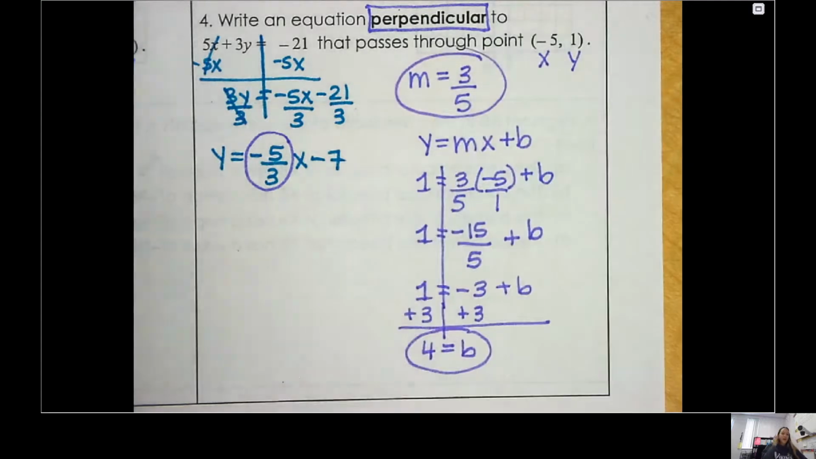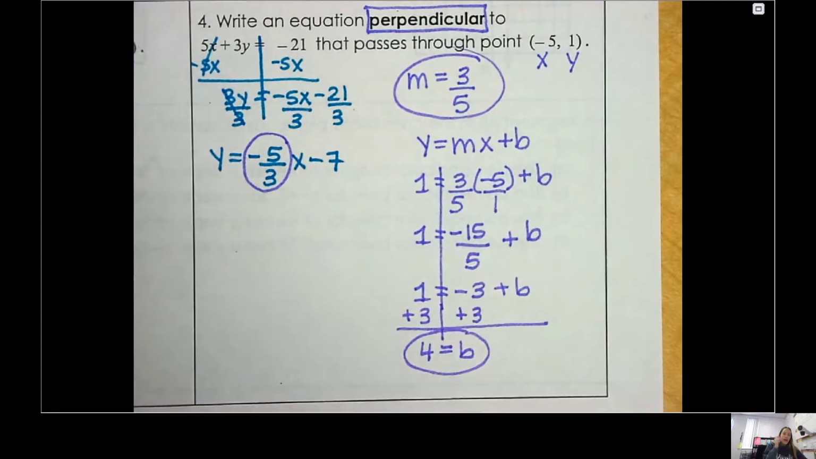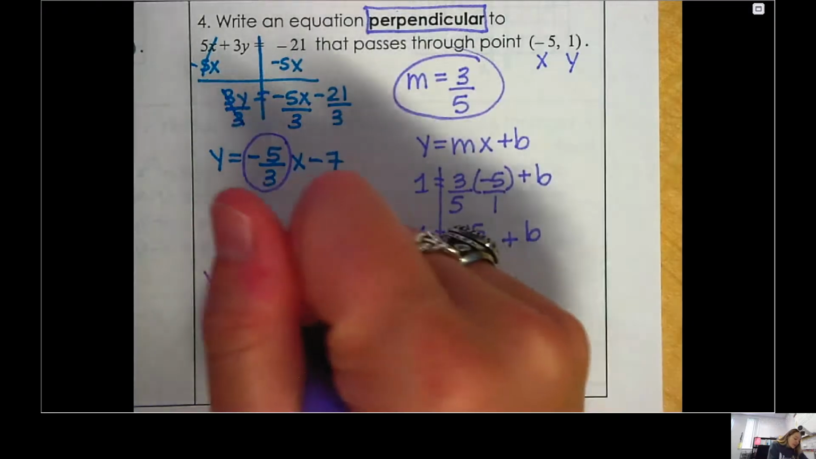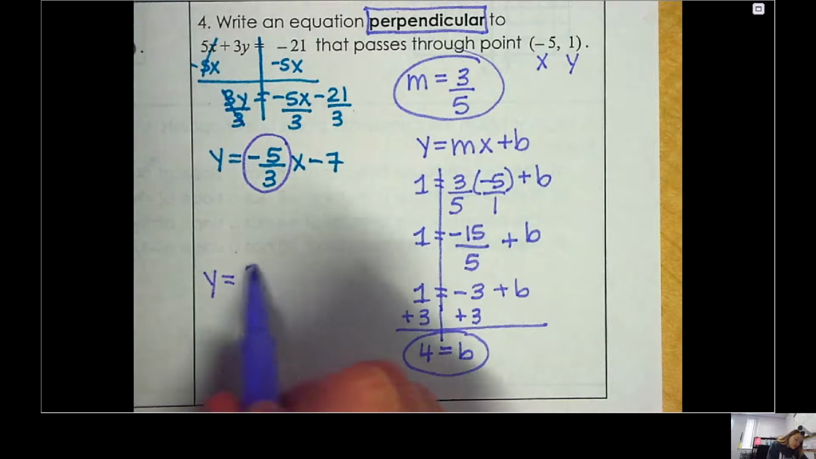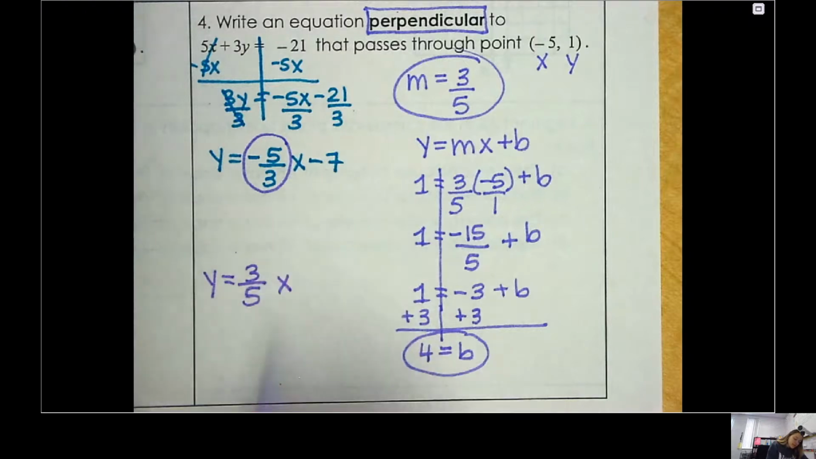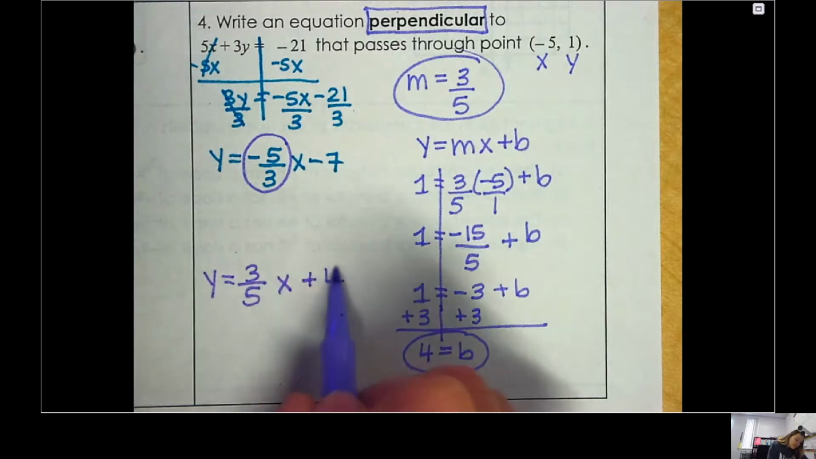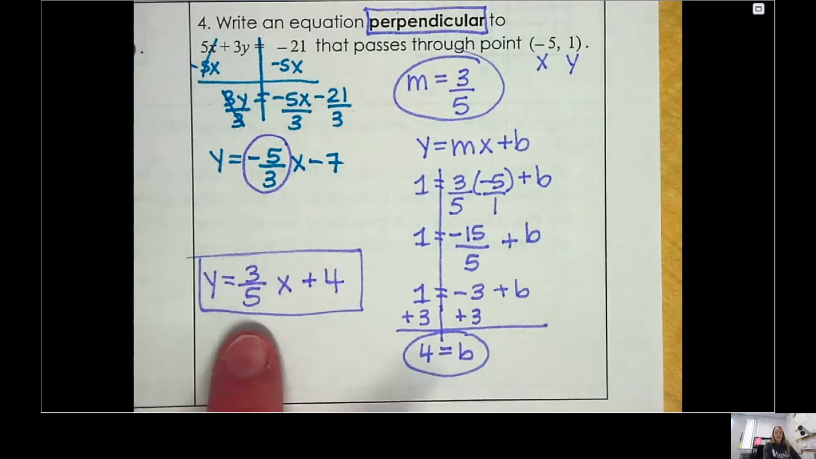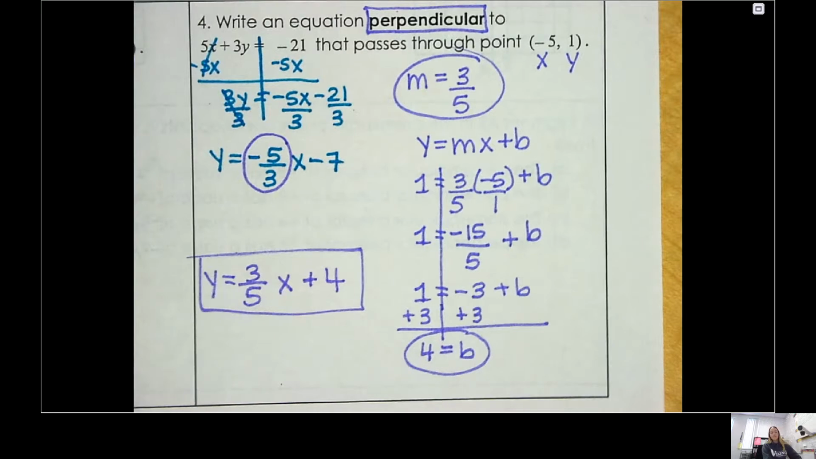So now my final step is to write the equation, and I want to plug in my new slope and my new b value. So my final equation is y equals 3/5 x plus 4. Okay, so all of these problems are asking you to write an equation, which is why my final answer is an equation for every single one.